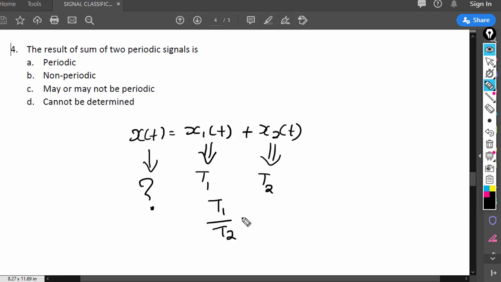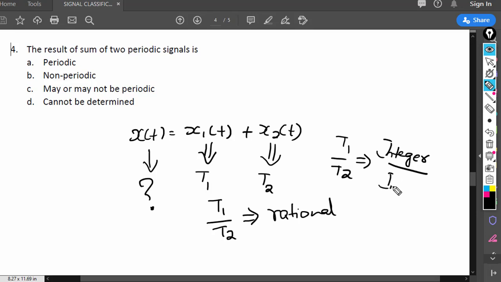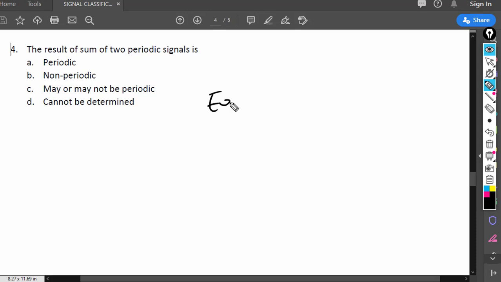If the ratio of T1 and T2 is rational, then the signal is periodic. If it is not rational, then the signal is non-periodic. When I say rational, when I take the ratio T1 by T2, the numerator should be an integer and the denominator also should be an integer. Then we call the signal periodic. Otherwise, the signal is non-periodic. Let me give an example.